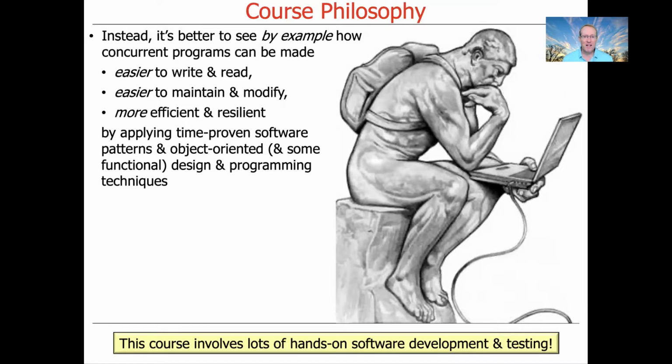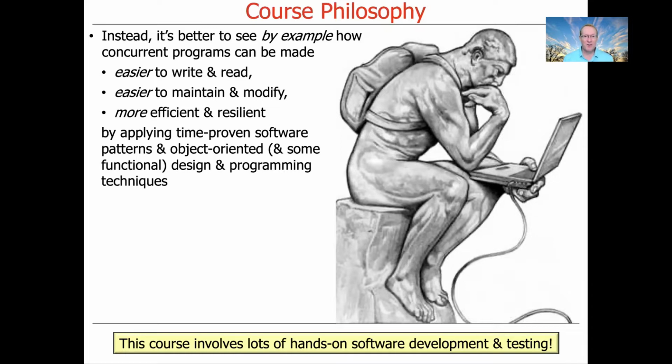So instead, my experience and the way I teach my class is by using lots of examples to show how to develop concurrent programs and to show how we can make them easier to read and write, show how to make them easier to maintain and modify, show how to make them more resilient, more efficient, and so on, by applying time-proven software patterns and object-oriented, and to some extent, some functional design and programming techniques.